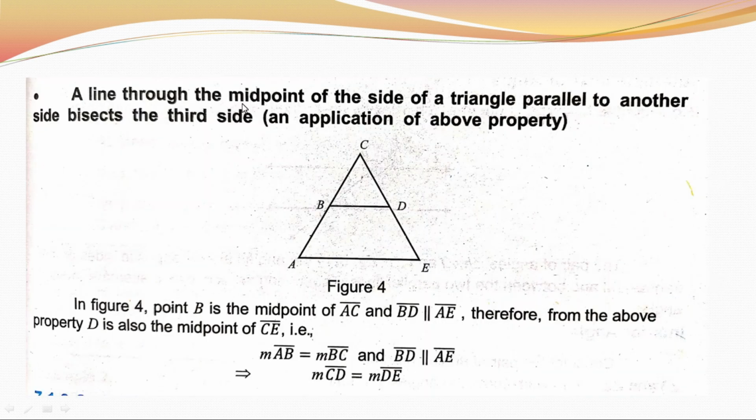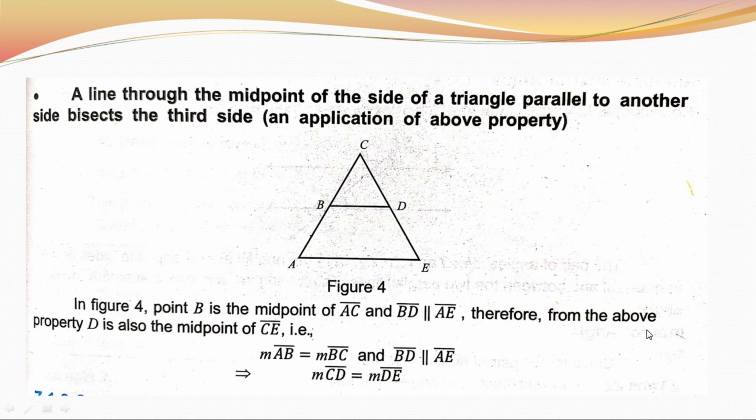A line through the midpoint of a side of a triangle parallel to another side bisects the third side. In application of the above property, in figure 4, point B is the midpoint of AC, and BD is parallel to AE. This is a line segment, meaning BD. You can say that BD is the parallel line of AE.